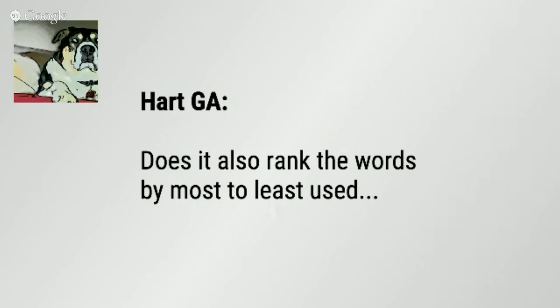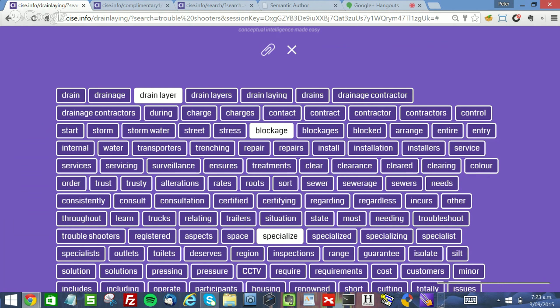Okay, Hart GA has a really good question. He says, does it also rank the words by most to least used? Definitely a very good question, and it does. So these are ranked, and you can do them alphabetical. In a way, it's easier to find the words, but I've always found it better to know which are the most important words. And obviously, drainage, drain layer, and drain laying are the main ones in this particular case.